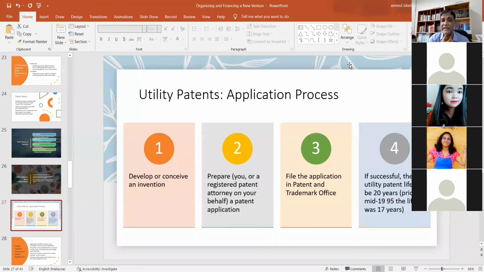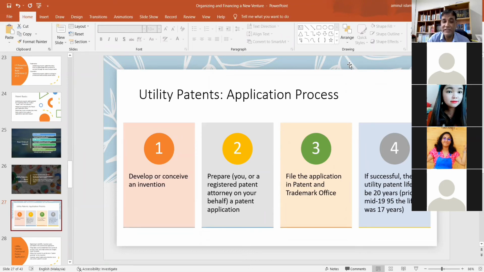So this is the normal process that you will go through. You develop or conceive an invention. You prepare or register for the patent application. You file the application with the Malaysian MyIPO, and you'll be given about 20 years of patent protection. And MyIPO is so efficient.